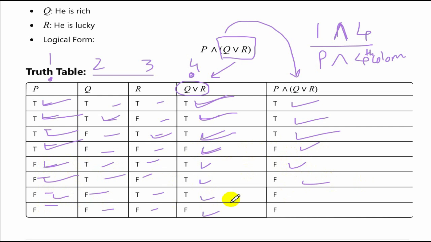This is false. We don't even need to check the last column because we need both of them to be true. So if the first itself is false, then no need to check this last one. So if it's false, it is false. False, false. Okay. That's it. Our truth table for this is completed. Now let's move on to the next topic. Next question.